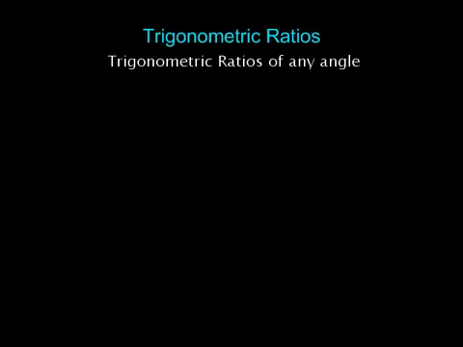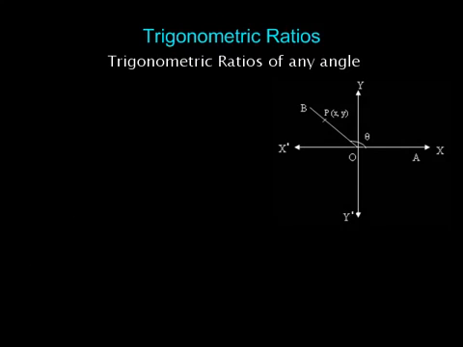Trigonometric ratios of any angle. If an angle is in standard position, then its vertex is at origin and its initial arm lies along the positive x-axis. Definitions. Let theta be the measure of the angle AOB in standard position. Let P(x, y) be any point on the terminal arm OB such that length OP equal to r not equal to 0. Then we define the trigonometric ratios of angle theta as follows.